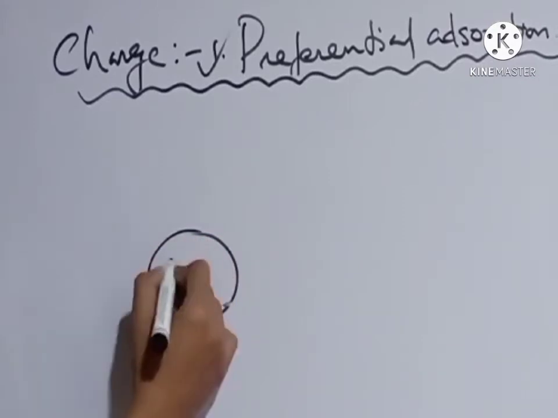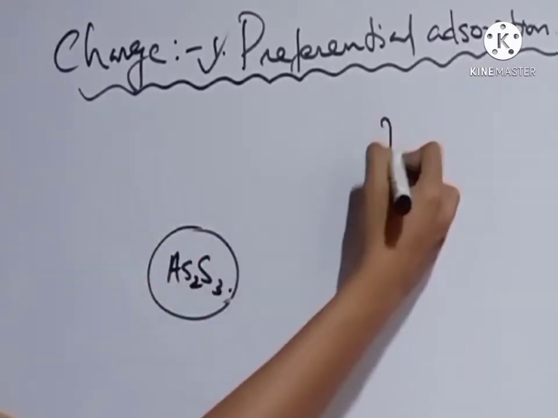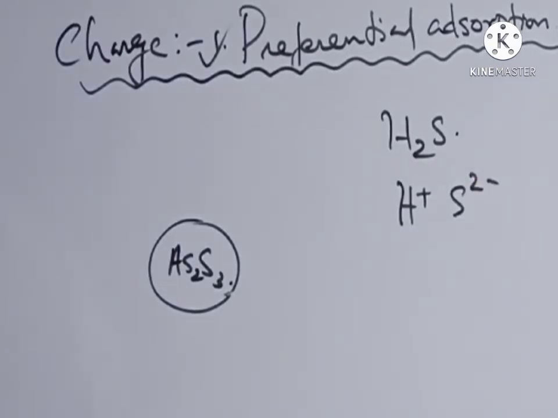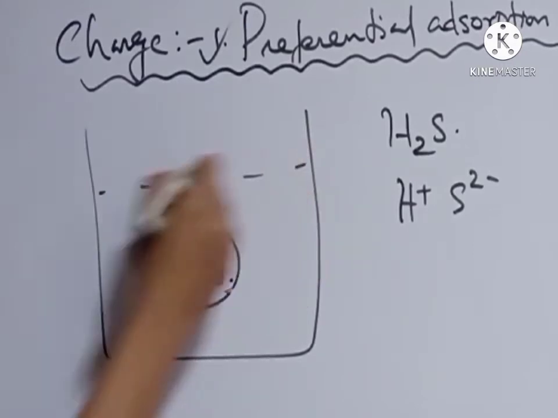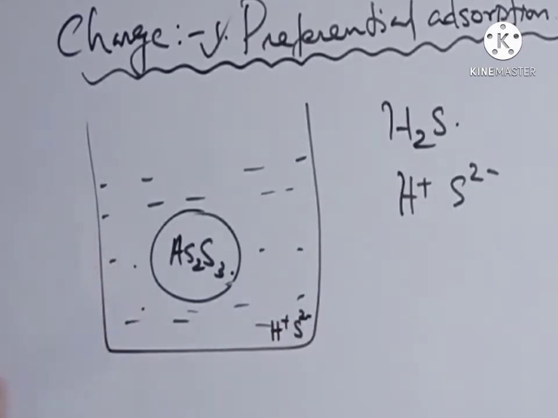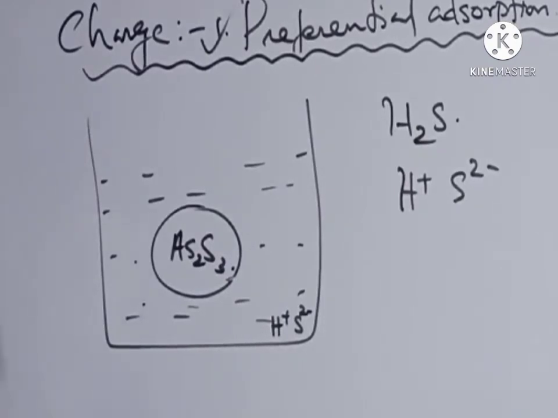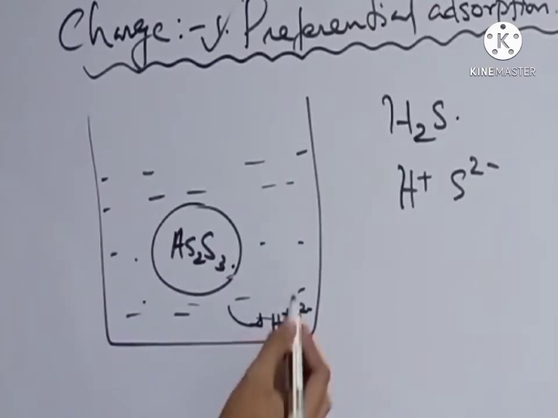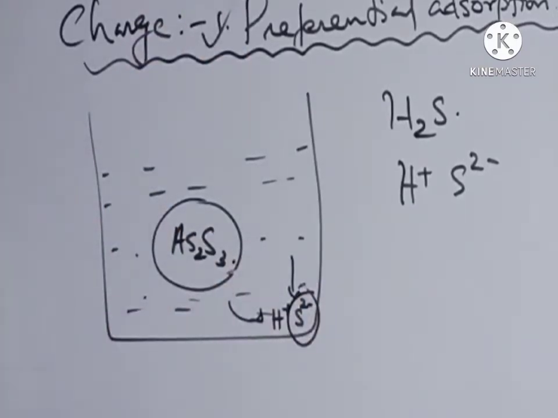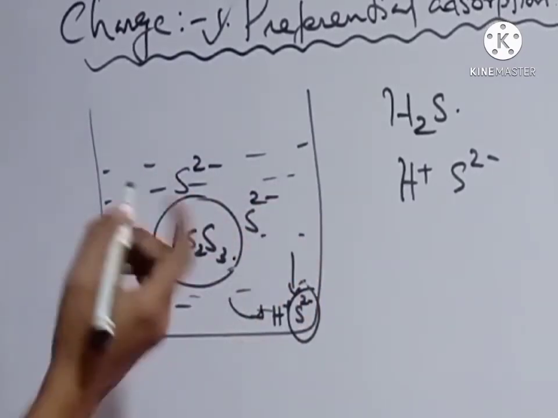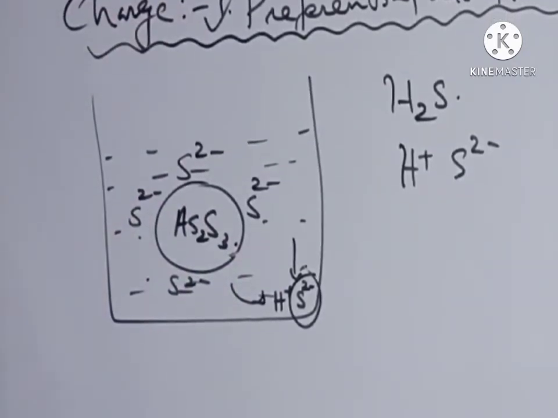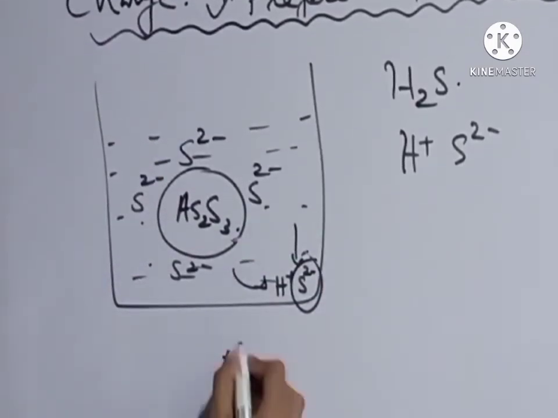Okay, what about arsenic sulfide? Here, arsenic sulfide, As2S3, is prepared from hydrogen sulfide, H2S. The ions present there are H+ ions and S2- ions. So As2S3 can adsorb either of these. But the preferential adsorption of As2S3 particles is towards S2- ions. So S2- ions will be preferentially adsorbed over these colloidal particles, and it acts as a negative colloid. That is why arsenic sulfide is categorized as a negative colloid.